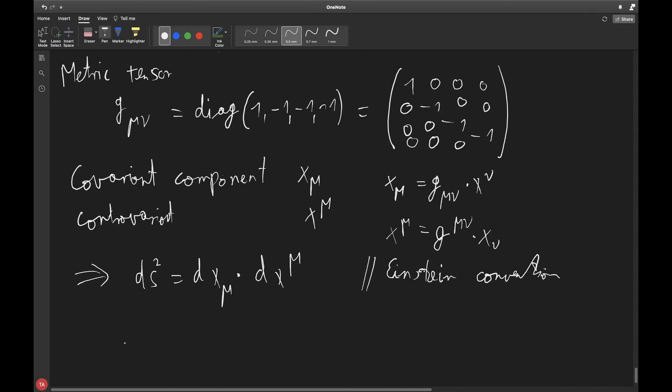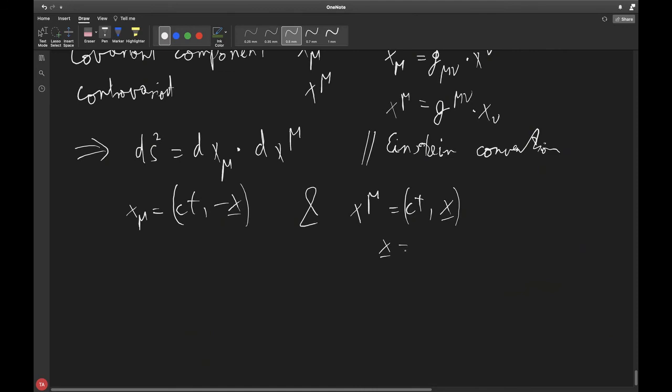Okay, what does this really mean for a real life situation? Then x mu is a vector in which we have ct and we have minus x with a vector notation. So this means x and y and z. While x with the upper index mu is the same as ct vector notation plus x vector. Again, x with the underlining means the x, y, z vector. We can say that all physical laws must have a form of a covariant equation.